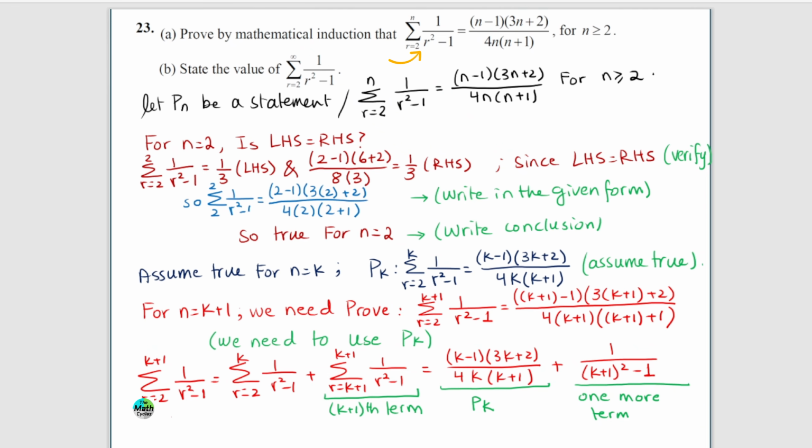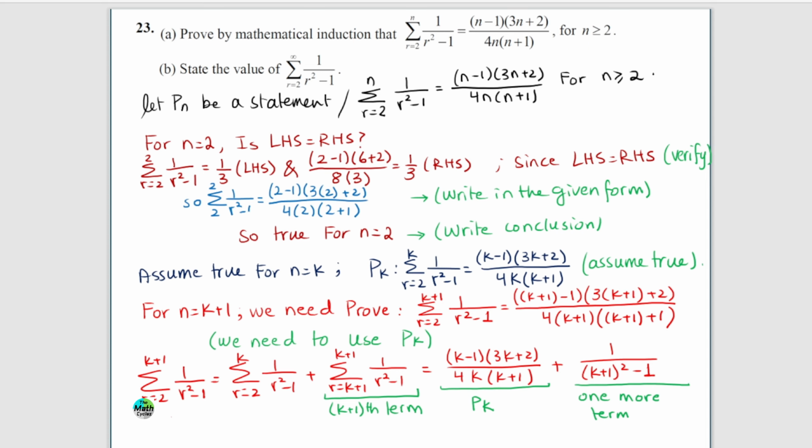Now, look at this question. The summation of 1 over r squared minus 1, where r starts from 2. Be careful about the smallest value in the interval. I want to prove that this is equal to (n minus 1) into (3n plus 2) over 4n into (n plus 1) for n greater than or equal to 2. So be careful about this because the base case starts from 2, not from 1.